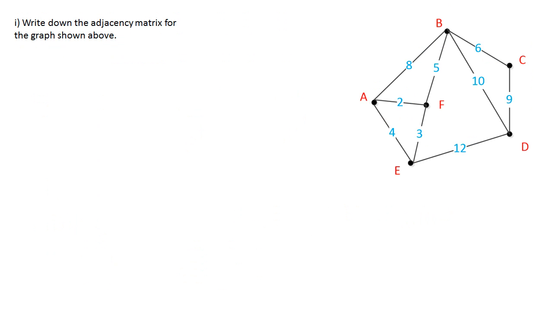Now for part I, we are told to write down the adjacency matrix for the graph shown above. This graph here. Okay, so the first thing we gotta do is to actually write down the values that we get. So it's A, B, C, D, E, and F. So it's a 6 by 6 adjacency matrix.